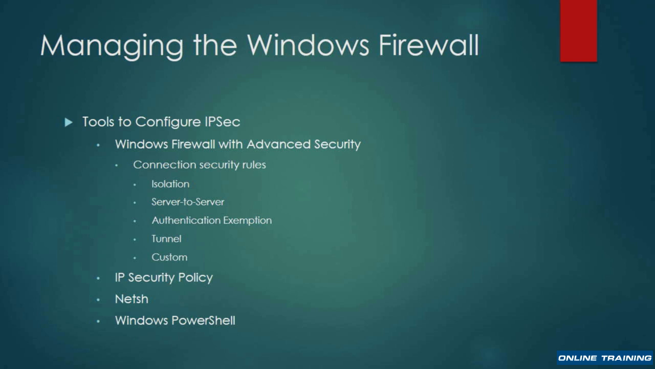You could use IP security policy. It does still exist, but that's really just for backward compatibility, say with Windows XP. NetSH is a command line interface, as is PowerShell. Both of those can be used as well to create and manage connection security rules.